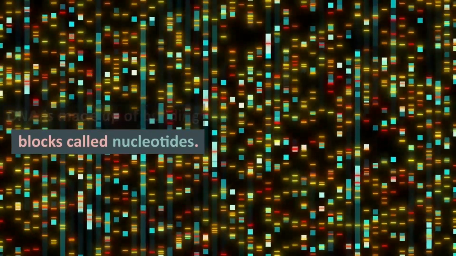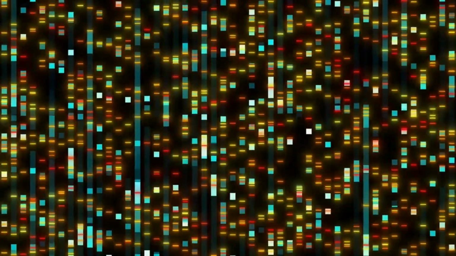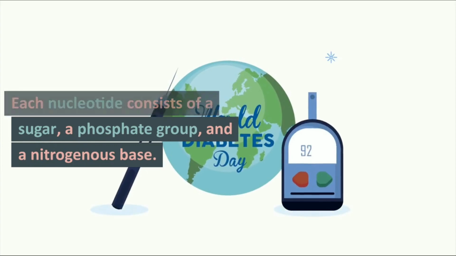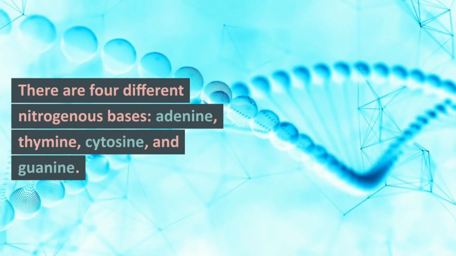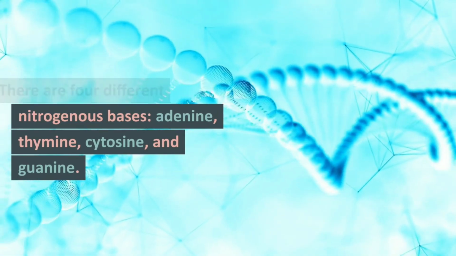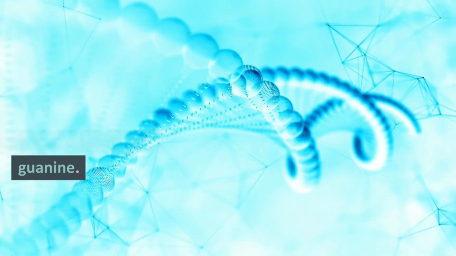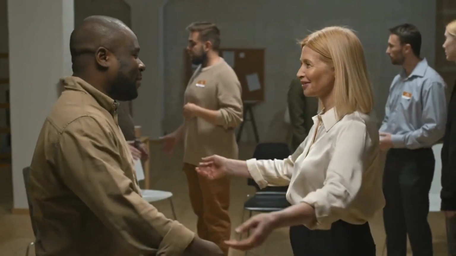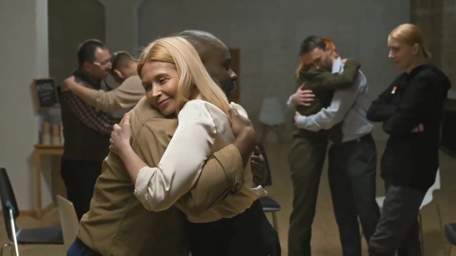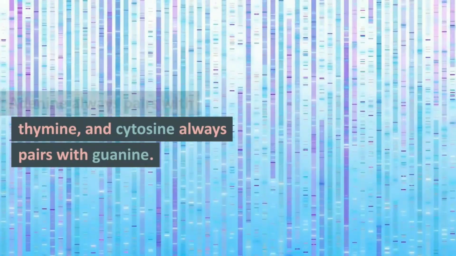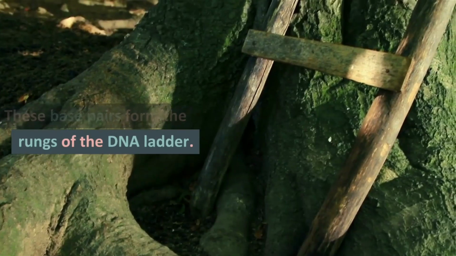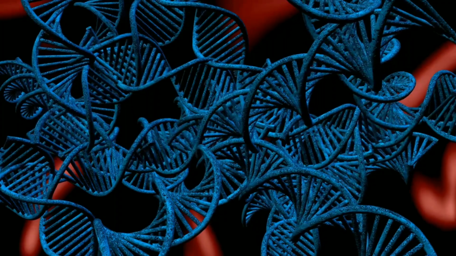DNA is made up of building blocks called nucleotides. Each nucleotide consists of a sugar, a phosphate group, and a nitrogenous base. There are 4 different nitrogenous bases: adenine, thymine, cytosine, and guanine. Adenine always pairs with thymine, and cytosine always pairs with guanine. These base pairs form the rungs of the DNA ladder.